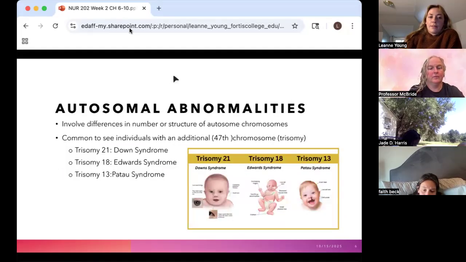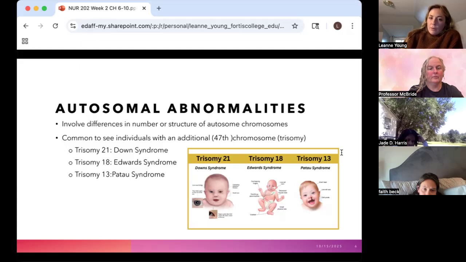Autosomal abnormalities involve differences in numbers or structures of autosome chromosomes. So this is when we're getting into trisomy 21, 18, and 13, which is your Down syndrome, Edwards syndrome, and Patau syndrome. I have a little chart here that shows the differences between each of these syndromes. I'll go into them in a little bit more detail too.